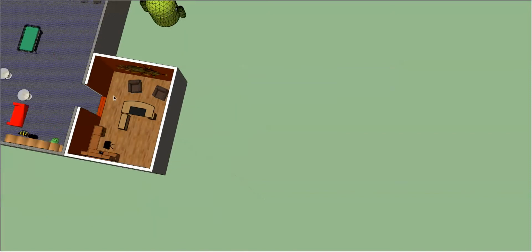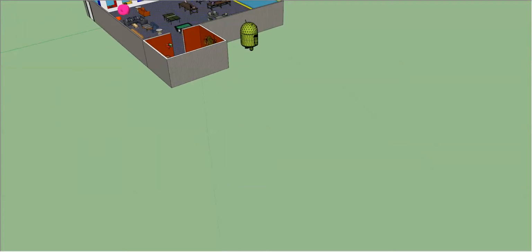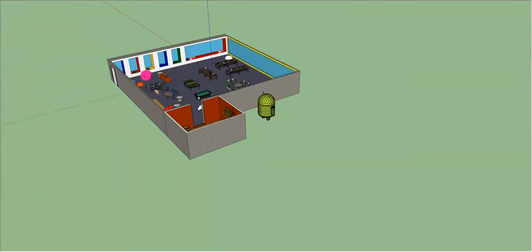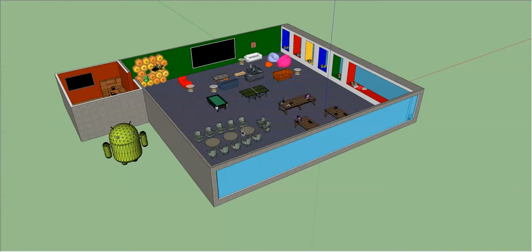So anyway, I hope you love my classroom of the future. I know I do. I included some links to these models if you'd like to go in and edit this and kind of make it your own.